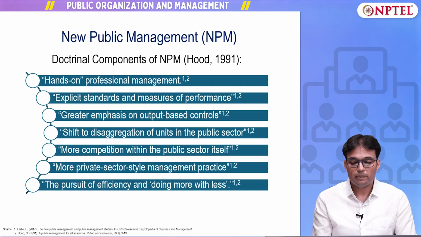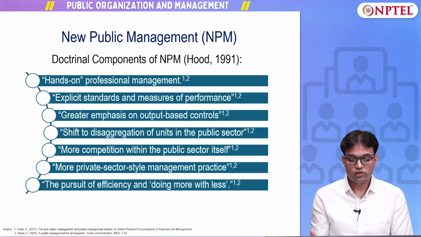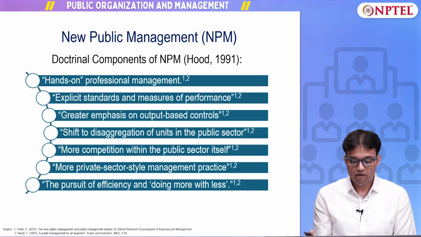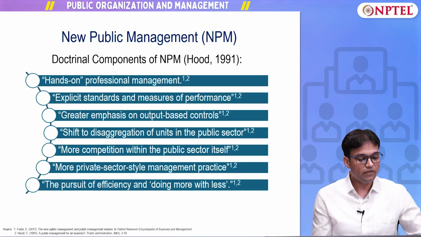Then again, pursuit of efficiency and doing more with less, greater stress on discipline. Then cutting direct costs, disciplining labor, resisting union demands, and you need to check resource demands and do more with less, which is a focus on efficiency, right? So these are the brief ideas about the doctrinal components of the NPM as proposed by Christopher Hood.